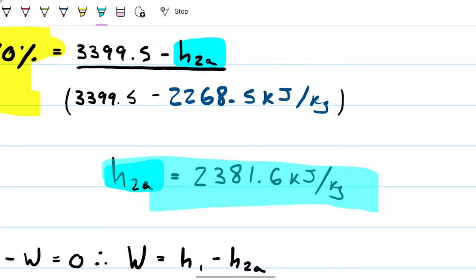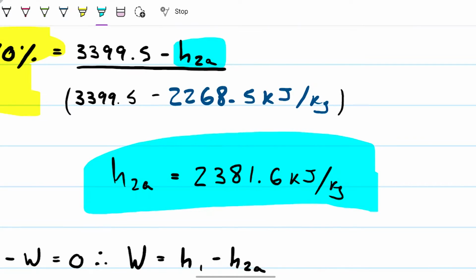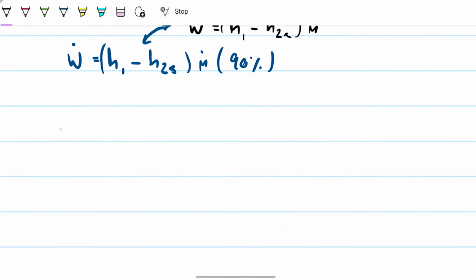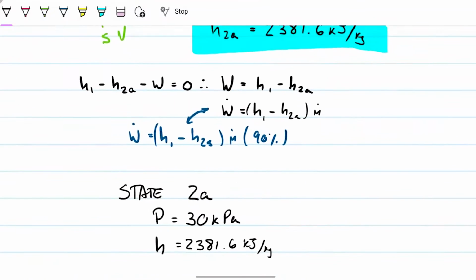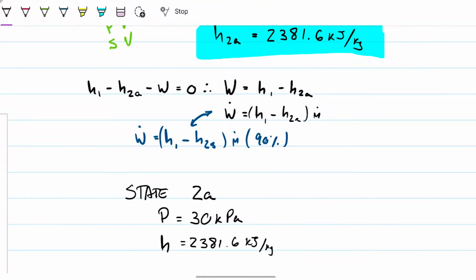I know the enthalpy of state 2A, and I also know the pressure, right? So now I can say, okay, so now state 2A, and remember that I use A for actual, right, to say that this is the actual state, not the ideal one. It has a pressure of 30 kilopascals that we knew from the start, and has an enthalpy of the number we just found, 2381.6. Okay, so now that I have those two pieces of information, I can go back to my pressure table, and I can check whether this is superheated, saturated mixture, all those things.